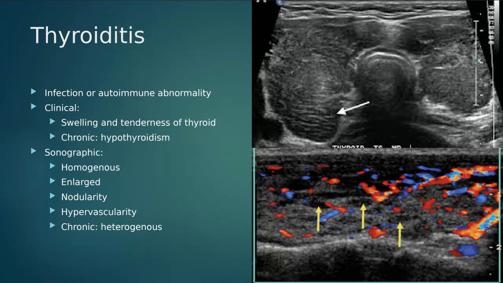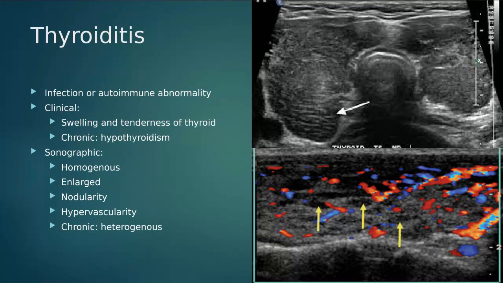It's going to appear nodular, so the tissue is going to start to appear a little bit more lumpy, bumpy. It's also going to be hypervascular. Anytime you have an inflamed area of tissue or an inflamed organ, our body is sending in blood supply to try to fight it off. So when we put color on, we're going to see that flow.